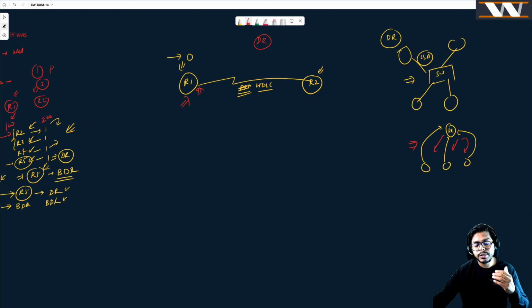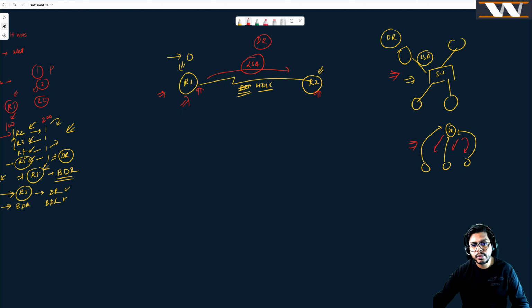And if this is a point-to-point link, then it doesn't require this kind of election process, because whatever is going to be my neighbor, I have to exchange LSAs with it, right? The reason is that R2 should know about R1, whatever the LSA is here, and R1 should know the LSA of R2. That is why I say R1 and R2 are neighbors as well as adjacent routers, because they are exchanging LSAs.